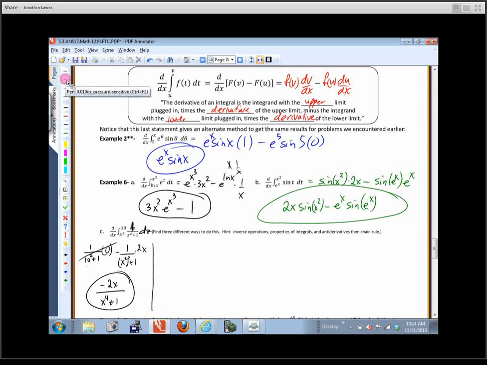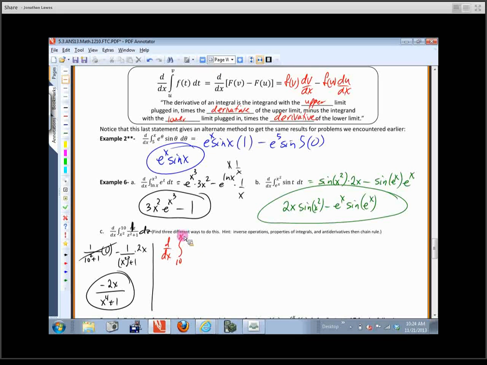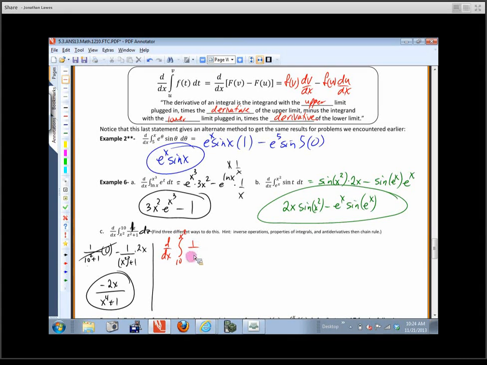Okay, I'm going to change colors and we're going to do this using properties of integrals. So I'm going to take this right here, and we normally don't have a constant as the upper limit. That's normally the lower limit. So I'm going to rewrite this. I'm going to write d/dx of the integral from 10 to x squared, and I'll write it this way, 1 over z squared plus 1 dz.